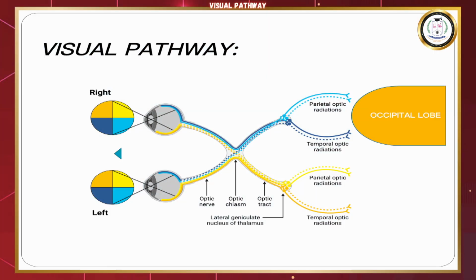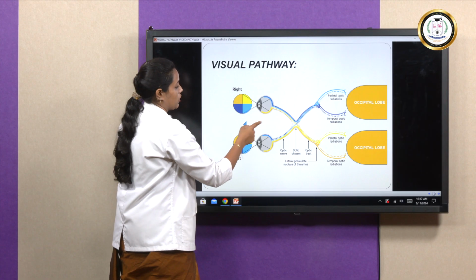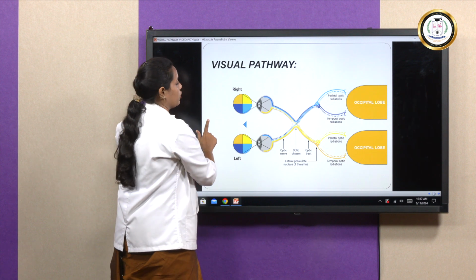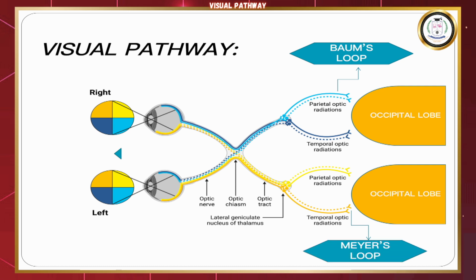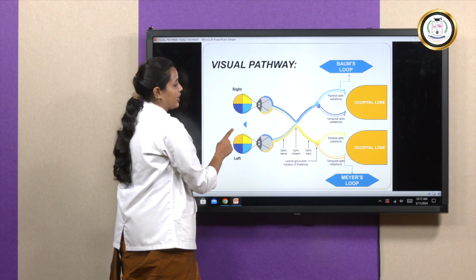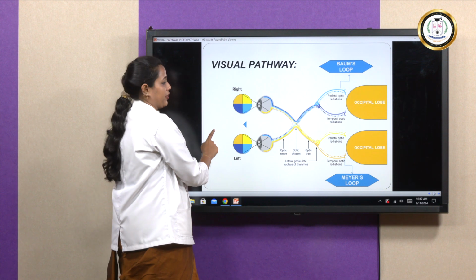In order to reach the occipital lobe, some fibers have to bypass a structure called the parietal lobe. The fibers passing via the parietal lobe are called Baum's loop, and the fibers passing via the temporal lobe are called Meyer's loop. These two loops together are called the loops of optic radiation.